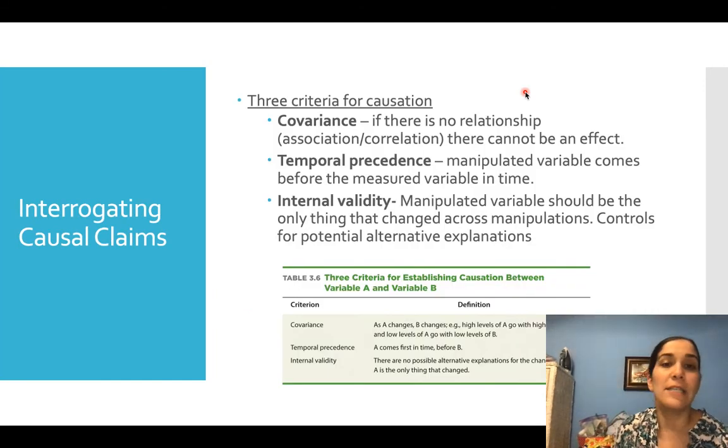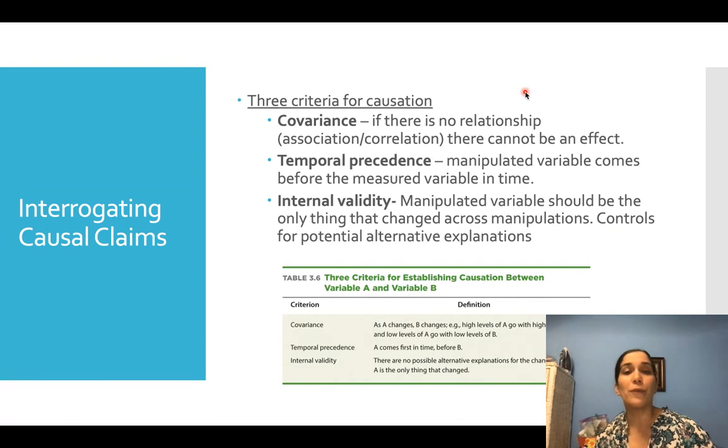And then finally, interrogating causal claims. There are three criteria for evaluating and meeting a causal claim. Covariance. Essentially, you need to have a relationship. You need to have a correlation for there to be an effect. So if you want to say that studying causes increased grades, then that also means that first you have to find that studying is related to increased grades, that there's a relationship between them. If there's no correlation between them, then they cannot possibly cause one another.